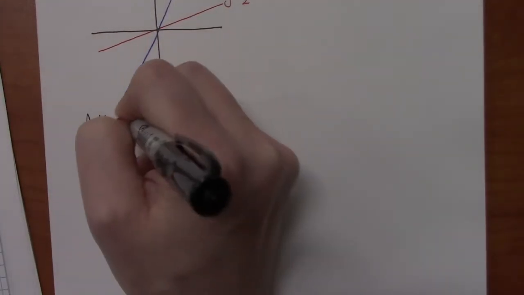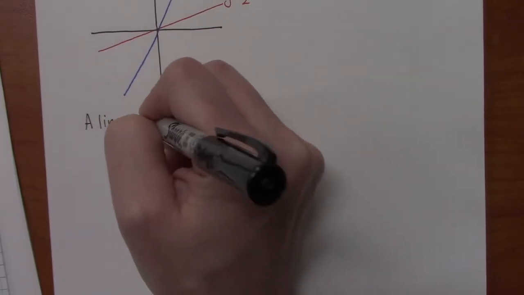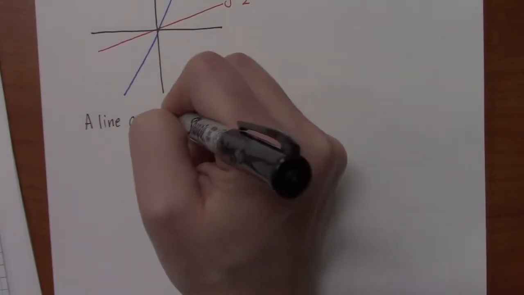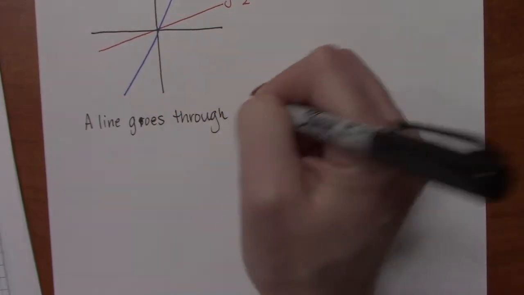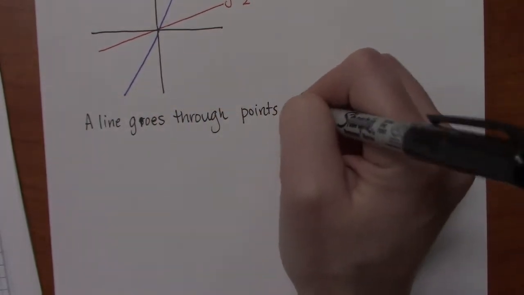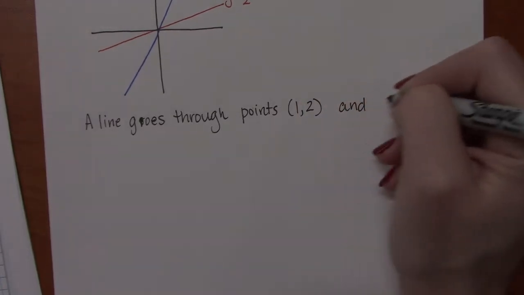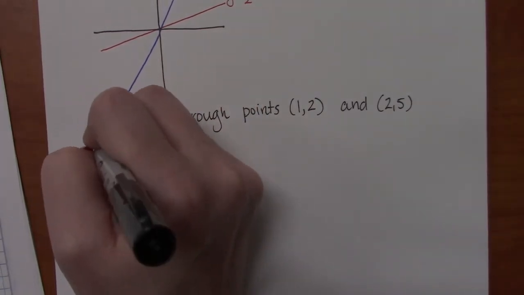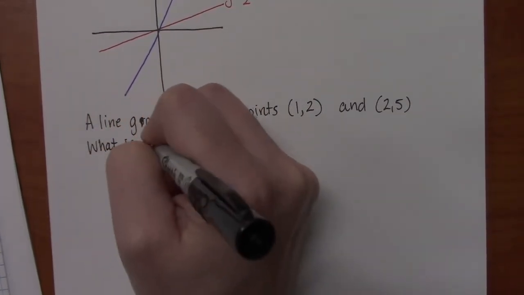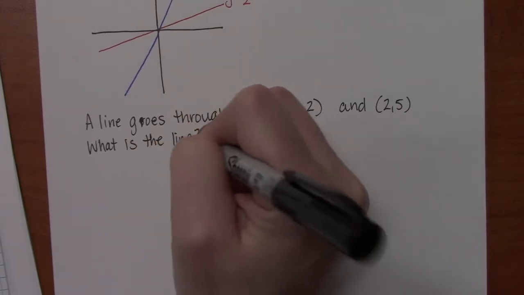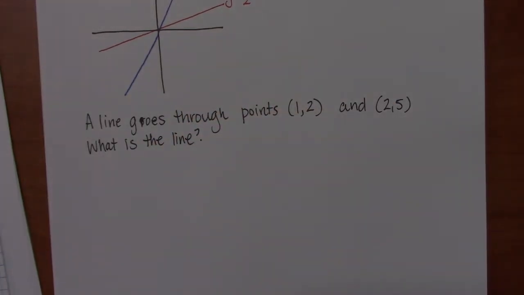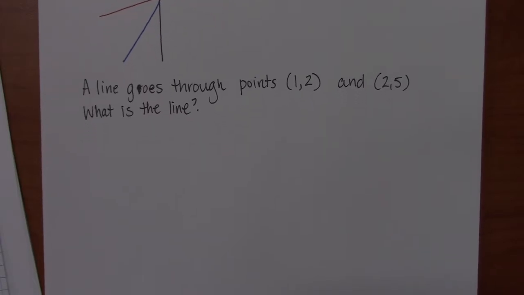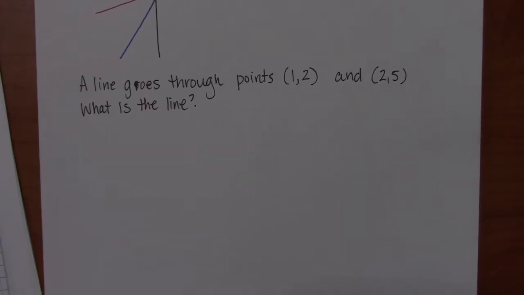We have a line that goes through points (1, 2) and (2, 5), and we want to know what the line is. And then in a second, I'm going to give you one with a fractional slope and show you that there's a little algebra hack you can do when you're doing these problems. It's pretty cool.